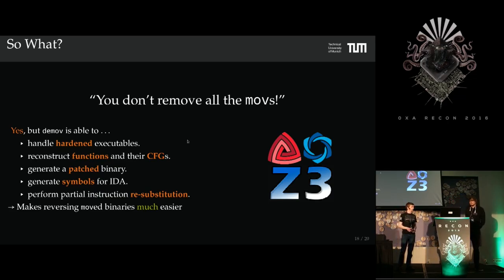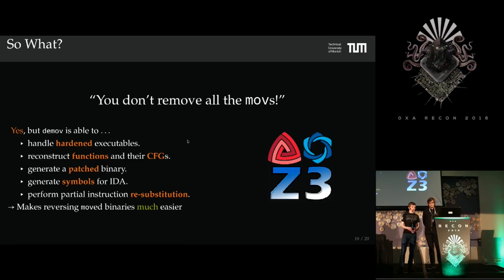Right, and last but not least, we're using all those fancy new frameworks. So if Mr. Nguyen is sitting in the audience, the creator of Capstone and Keystone, thanks a lot. That really helped in creating the demovfuscator. And also thanks go out to Microsoft for creating the Z3 automatic theorem prover.